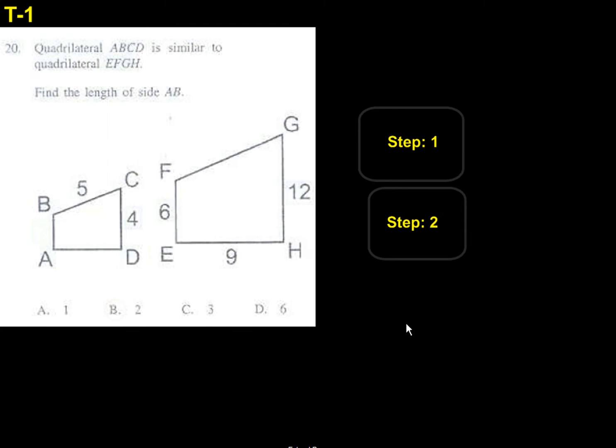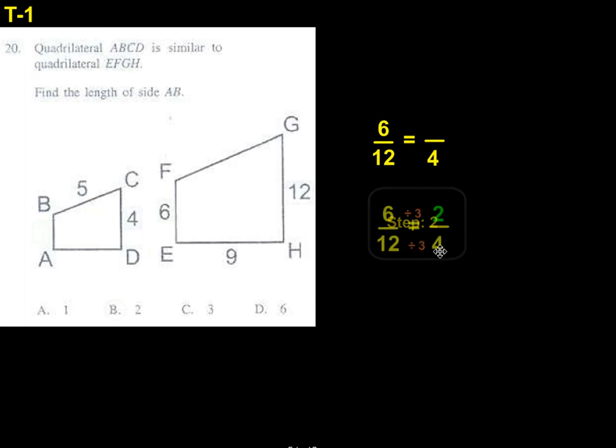For number 20, we have two quadrilaterals, ABCD and EFGH. We want to line up the sides that are corresponding. So we can set that up with 6 over 12. I didn't use 9 because I don't have a number for the corresponding side over here, so 9 was extra information I didn't need. So I put 6 over 12, and then the unknown over 4. And I have 4 and 12 lined up this way because they are corresponding sides.